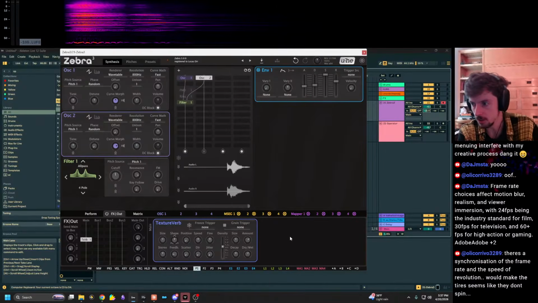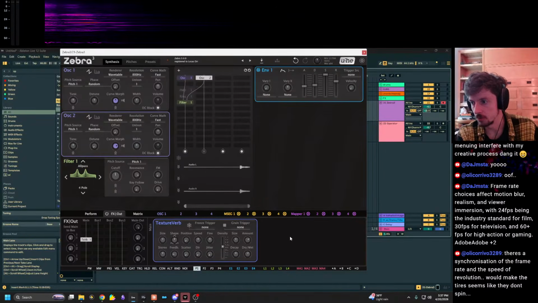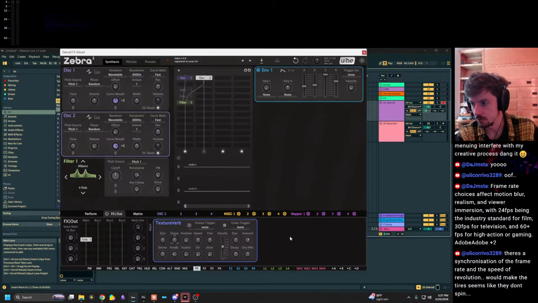Why not? Frame rate choices affect motion blur, realism, and viewer immersion with 24 FPS. 30 FPS. Frame rate choices. There's a synchronization of the frame rate and the speed of revolution, which would make tires seem like they don't spin. Yeah.